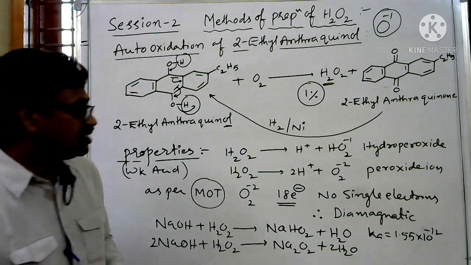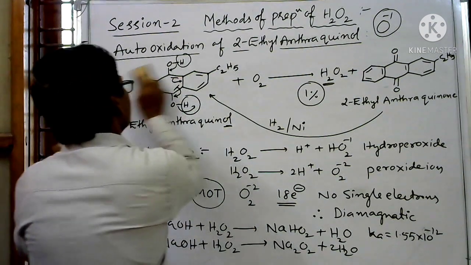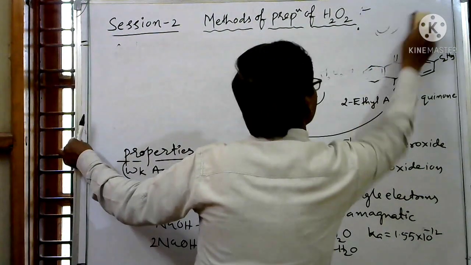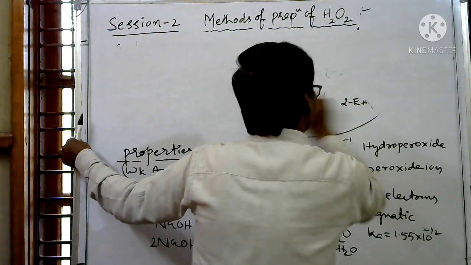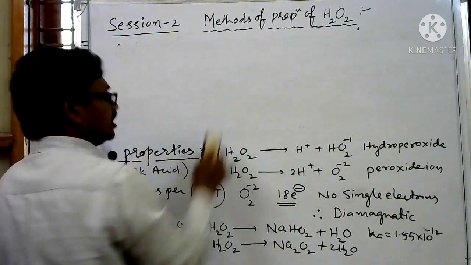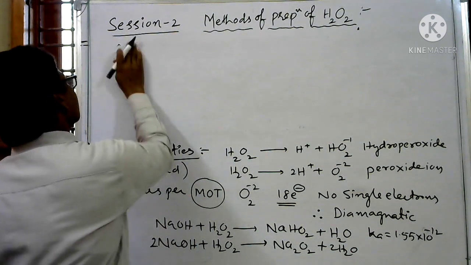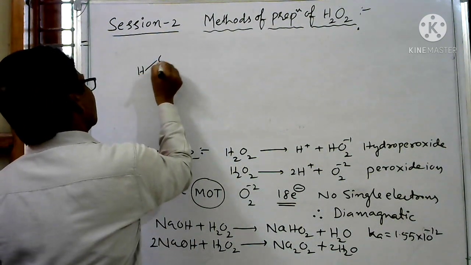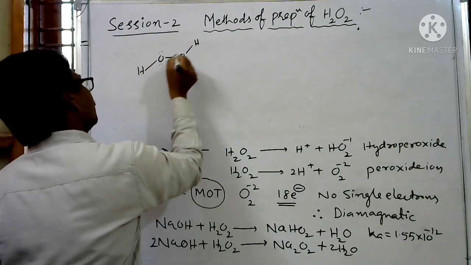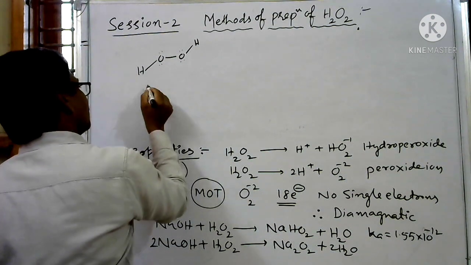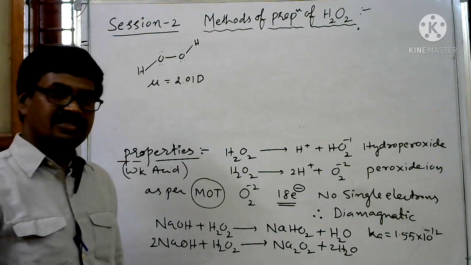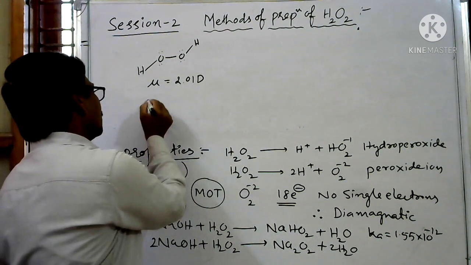And it has a dipole moment, which is more than that of water. Water's dipole moment, as per experimental findings, is 1.84 D. Here the dipole moment is because of its bent structure, HOO. Because of this bent, unsymmetric structure, the mu value is 2.01 D. This dipole moment shows that it is polar.